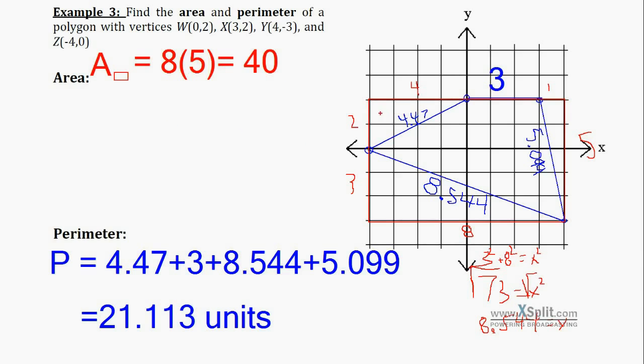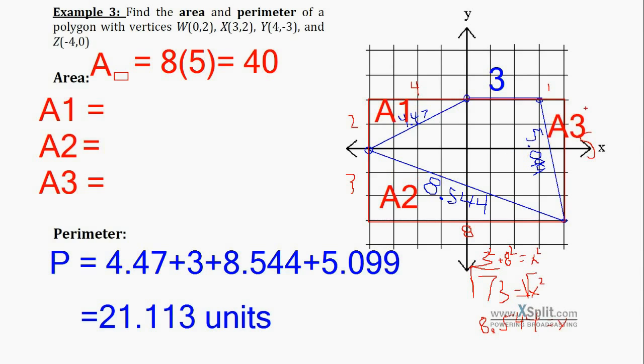Now let's find the area of each of these individual triangles. I'm going to just label these area 1, area 2, and area 3. Those are going to represent area 1 right here, area 2 right here, and area 3 for each of those triangles. First one, we have 1/2 times base of 4 times height of 2.